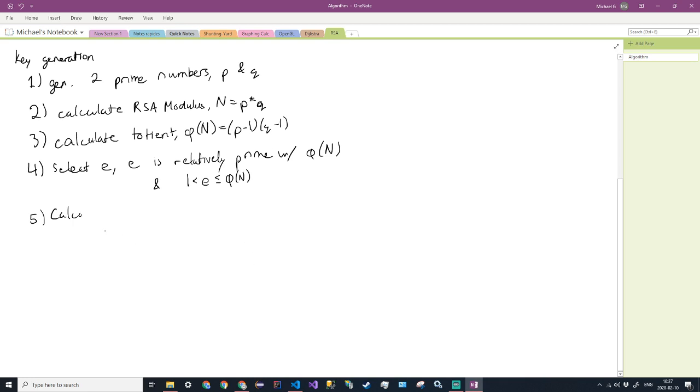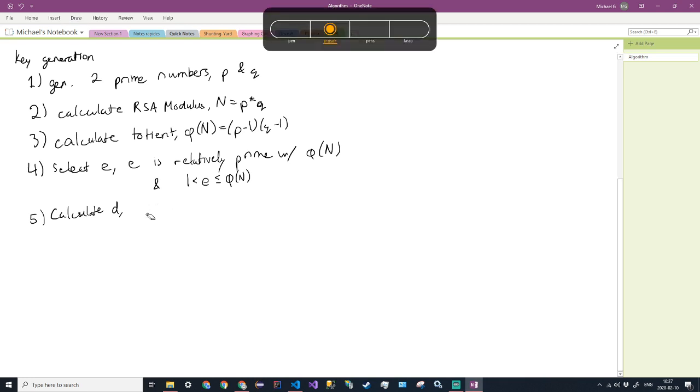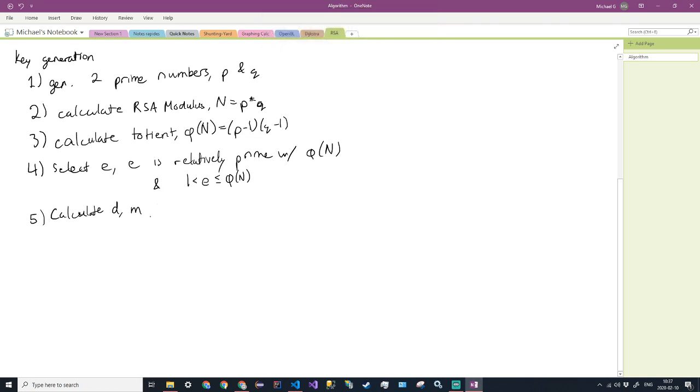You want to calculate d such that, calculate d, which is going to be the modular multiplicative inverse of e with respect to the totient. So modular multiplicative inverse of e over the totient. And we'll go over how to calculate that with pen and paper first, and then I'll show you guys the algorithm that we use to do it in code.